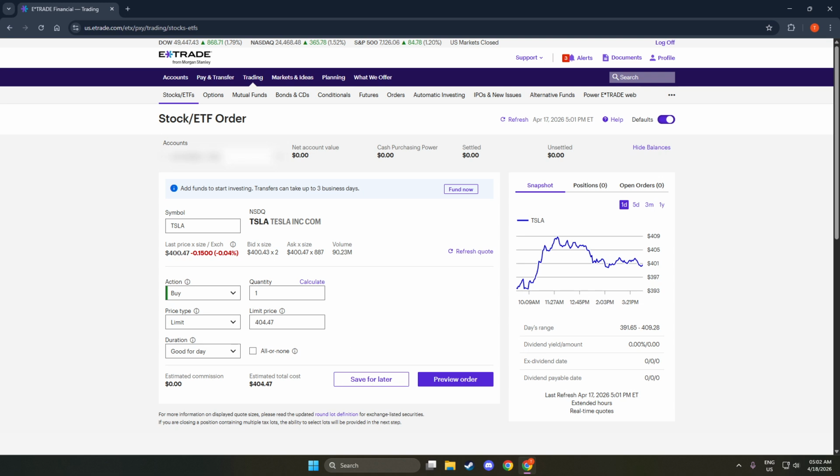Finally, review your order carefully. Confirm the symbol, buy or sell, order type set to limit, your limit price, quantity, and the duration. Double-check the estimated cost and any applicable fees. If everything looks right, you're set and ready to proceed with confidence.